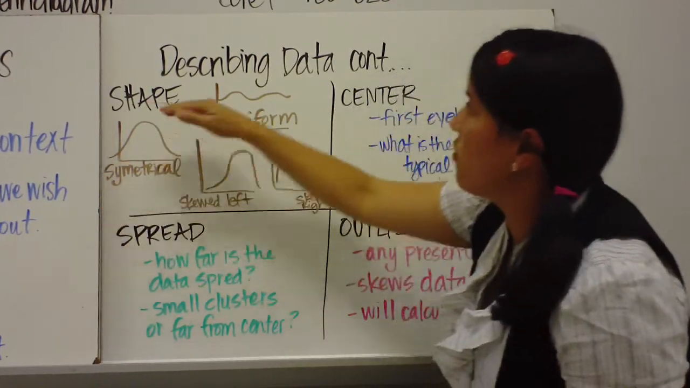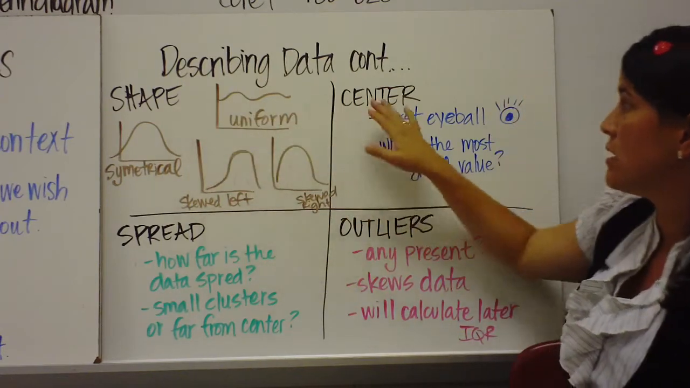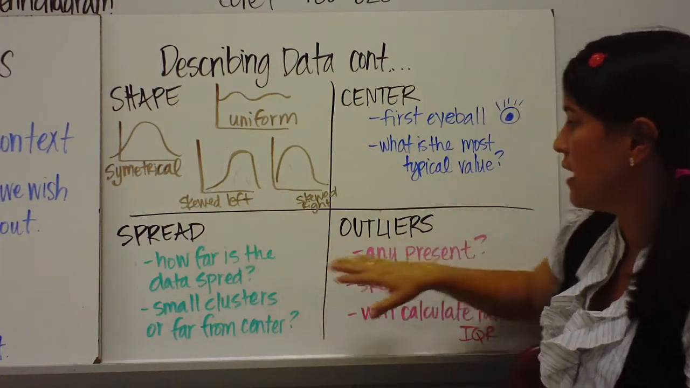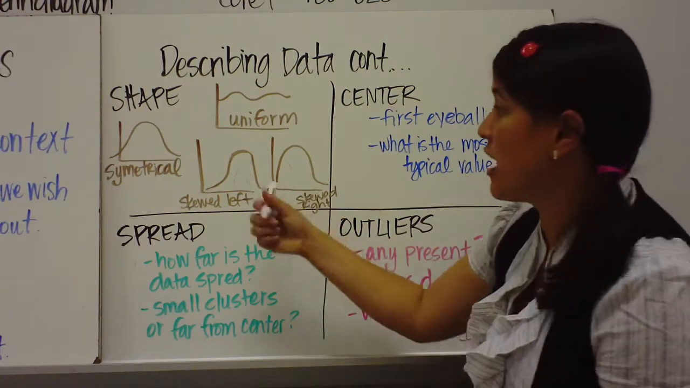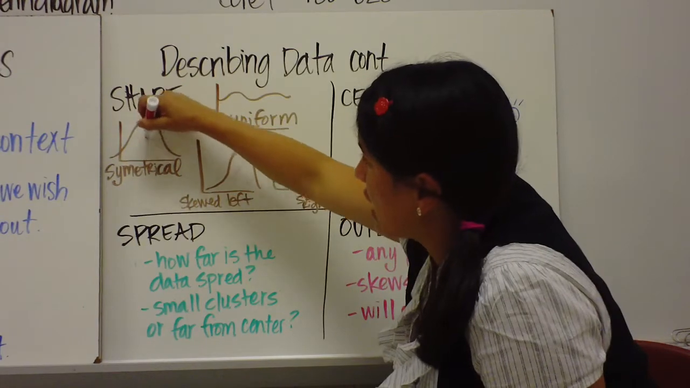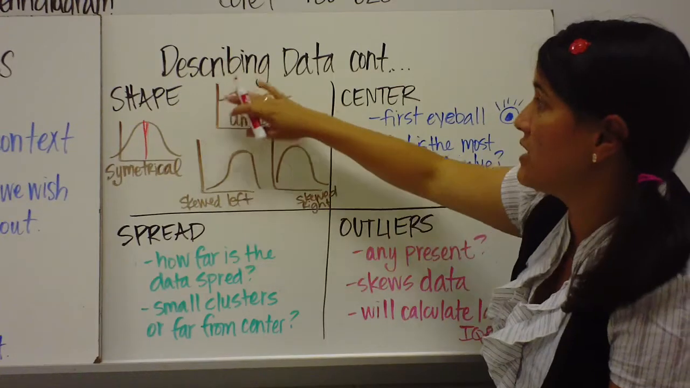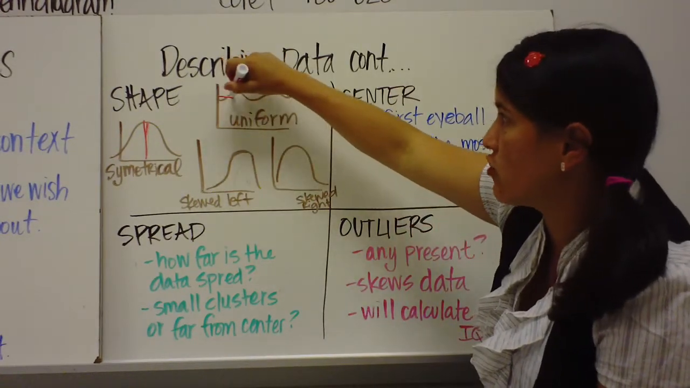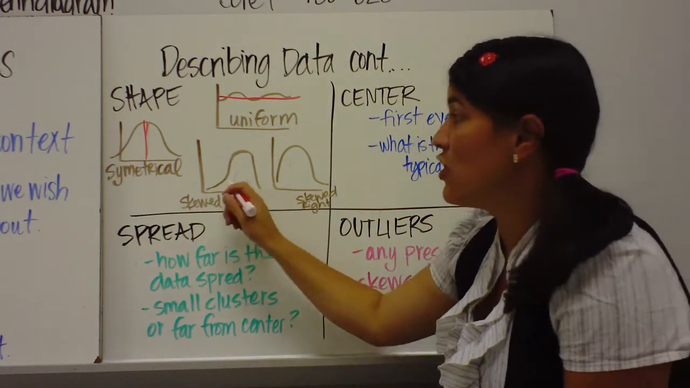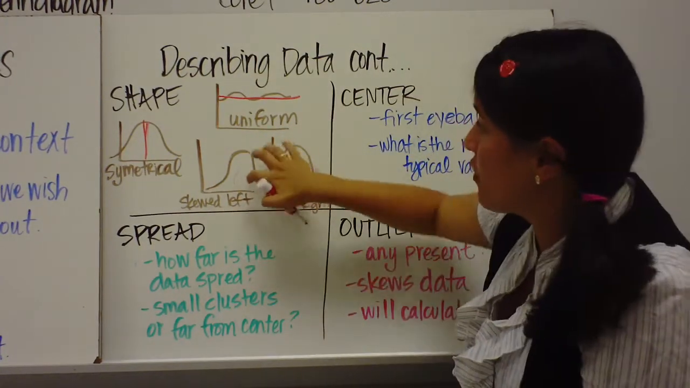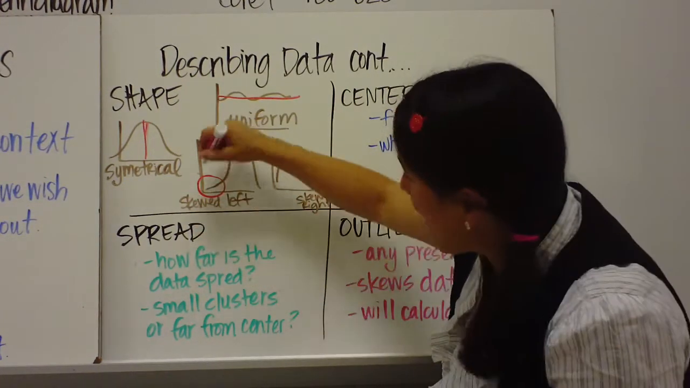All right? And then there are 4 ways you describe data: shape, center, spread, outliers. And there are 4 different ways to describe the shape. You have symmetrical, where it looks the same on both sides. Uniform means everything's pretty much the same. Like you could draw a line and all the values are about the same. That's uniform. Skewed left looks like this, where the big part is to the right. That's because these are the small values. That means there are outliers right here.